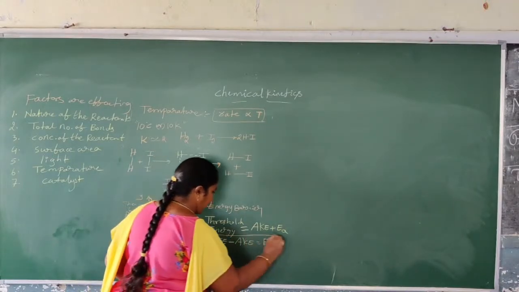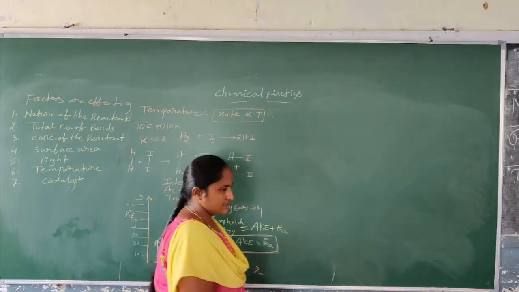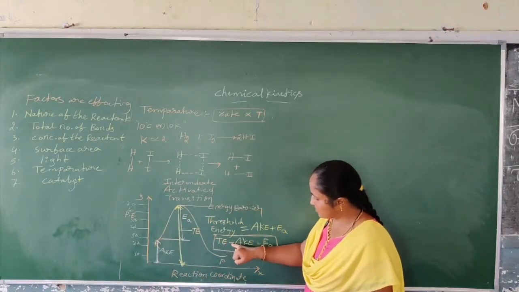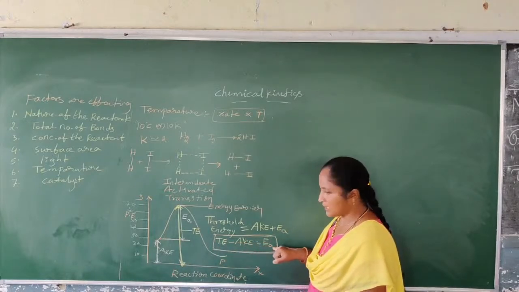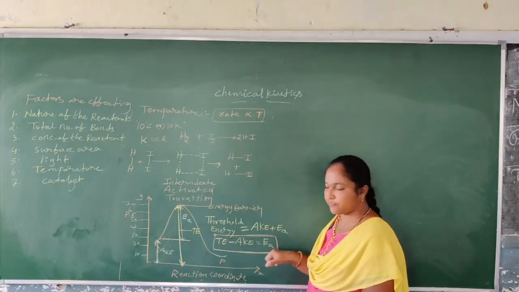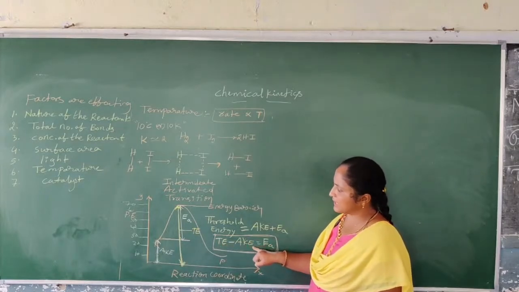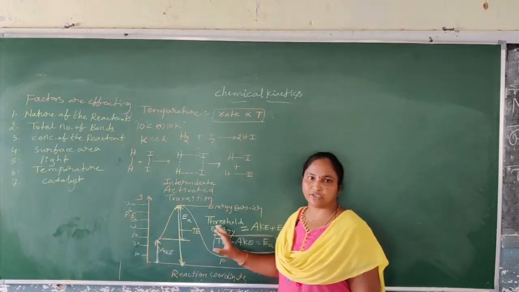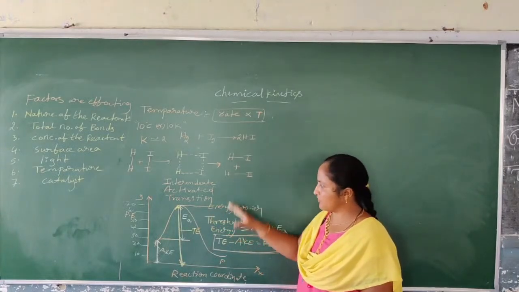So how do we define the activation energy? For 2 marks it is very, very important. What is activation energy? The difference between threshold energy and average kinetic energy is called activation energy. So what you understood based on this one? Reactants are converted into the products after passing the energy barrier. This is for this.